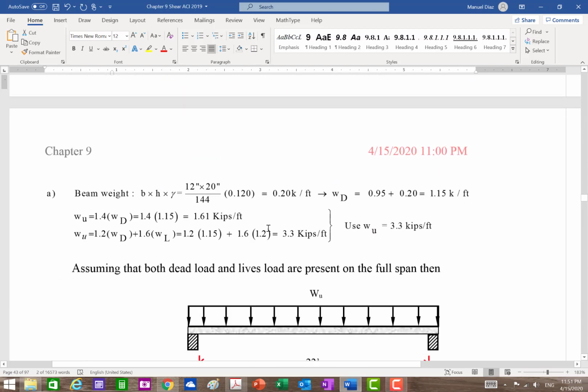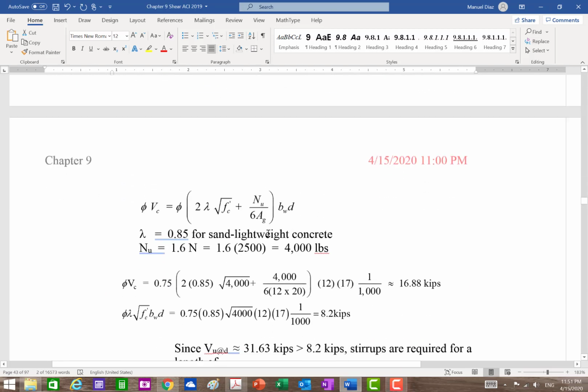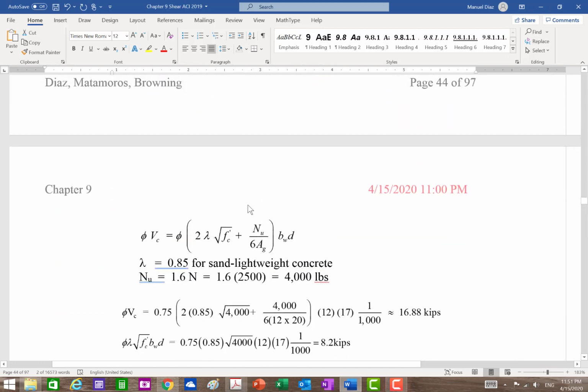So that's applied there. And so you had your axial load, and so when I got my formula for V sub C, now it has that axial load in there. Okay? We need to factor the axial load, so we did that. And we had to use a lambda of 0.85, which corresponds to sand lightweight concrete. Okay? And I already explained what sand lightweight concrete is and all lightweight concrete is, right? So don't be surprised if that comes up in one of those part A's, right?